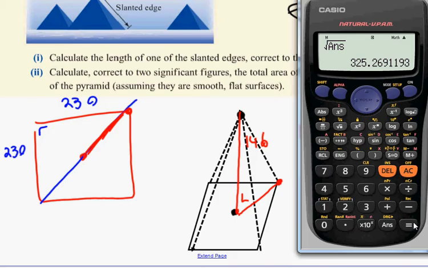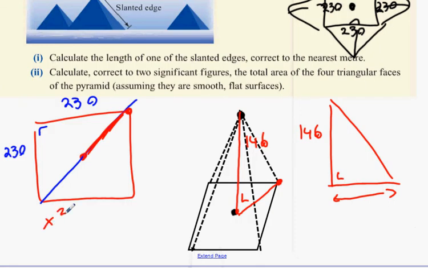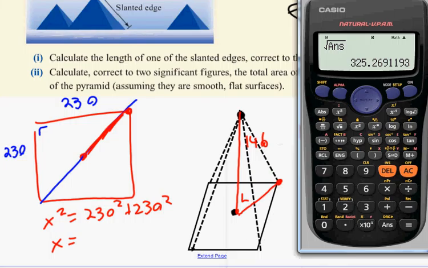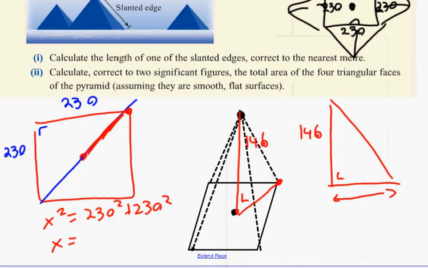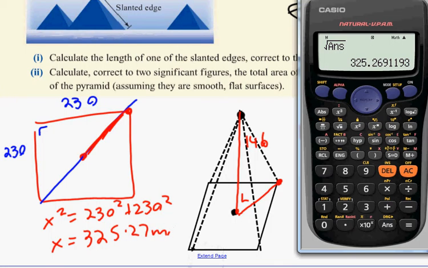325.27. Half the answer. I'm going to do it to 3 decimal places because 635 is a dodgy one to round up or down, right? So 162.635.